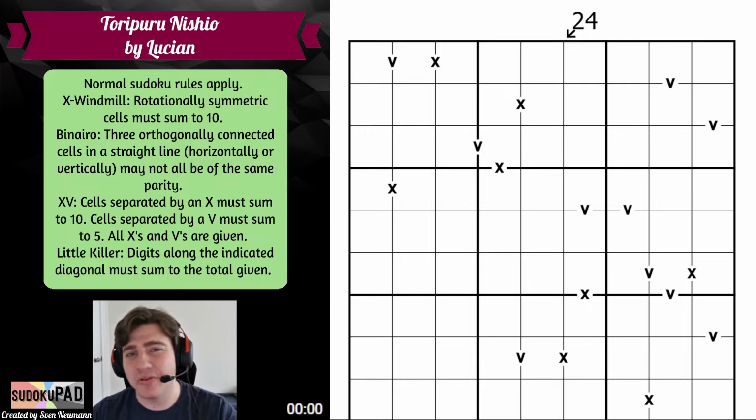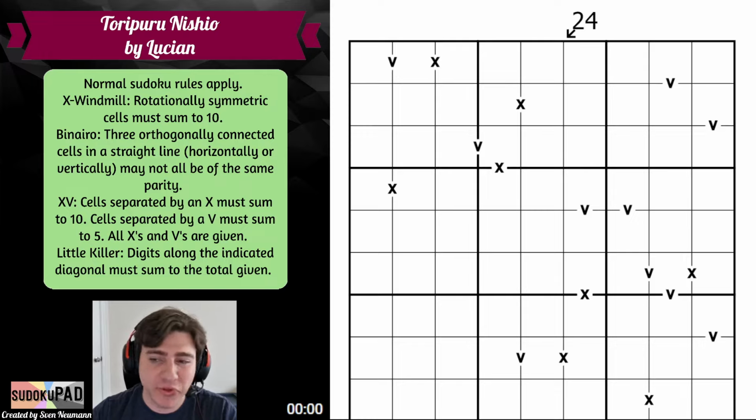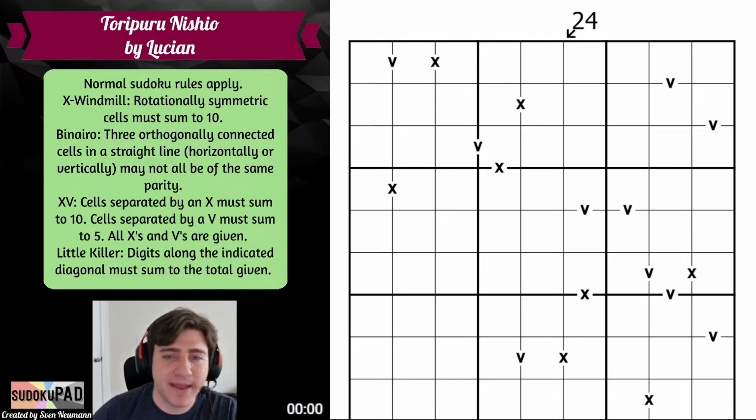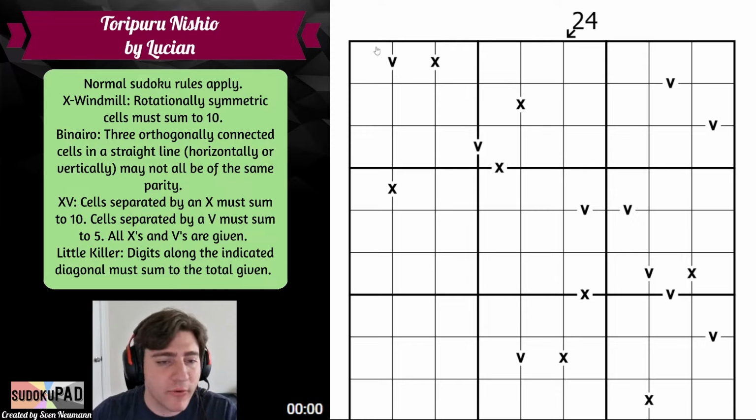Today's puzzle is called Toriporu Nishio, and we have normal Sudoku rules apply. X windmill: rotationally symmetric cells must sum to 10. And I give a couple of examples. For example, row 4, column 2, plus row 6, column 8, sum to 10.